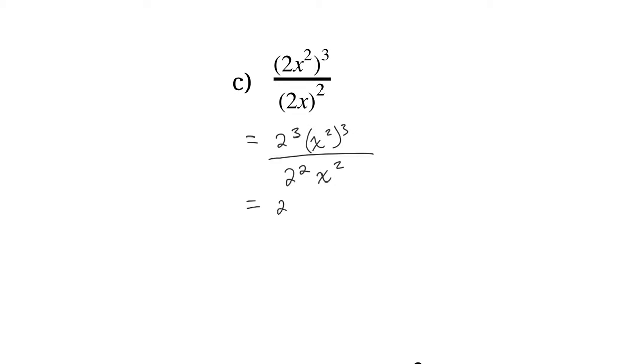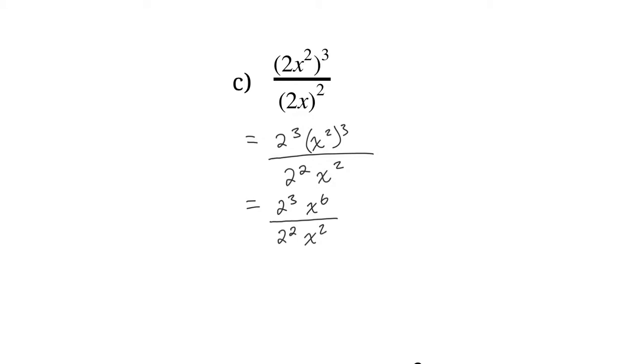I'm going to keep this as 2 to the power of 3. x squared to the power of 3 is just x to the power of 6. And in our denominator, I'm going to keep this 2 to the power of 2. And x squared can't be simplified any further.